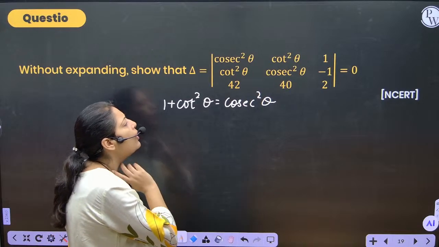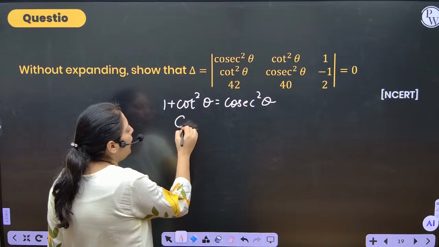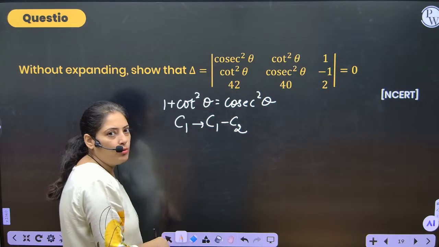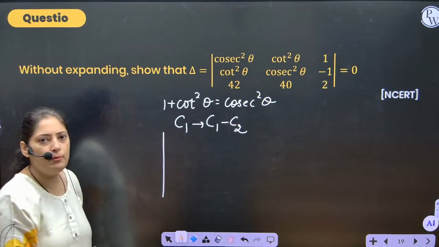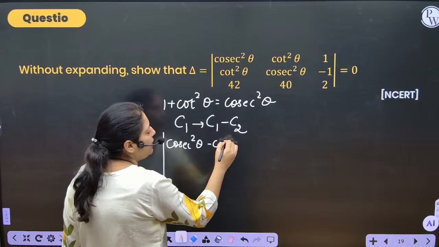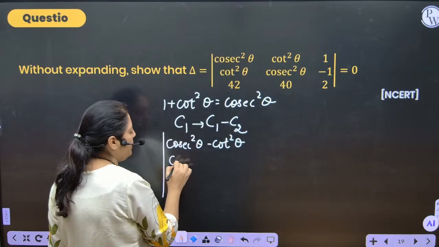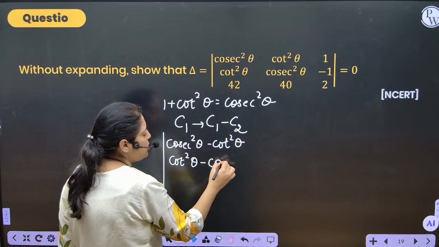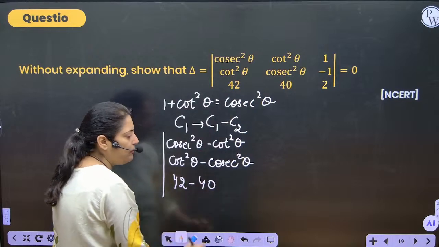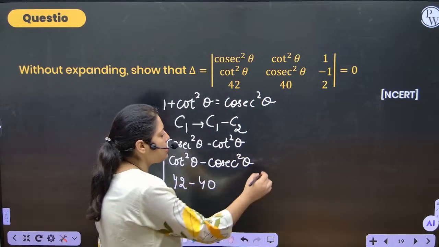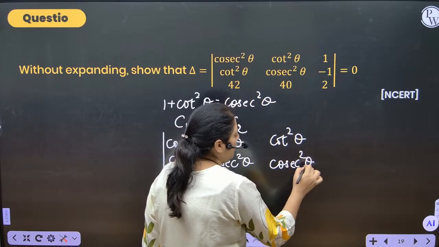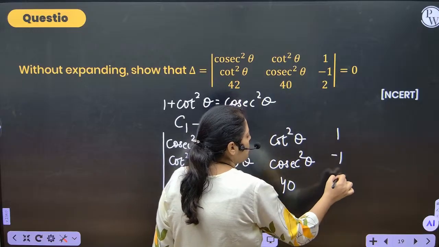Okay. What I can do is, from column 1, I can subtract column 2. If I subtract column 2 from column 1, what will it become? Cosecant square theta minus cot square theta. This will become cot square theta minus cosecant square theta. And this will become 42 minus 40. Okay, all the elements will be subtracted. Other elements will remain the same: cot square theta, cosecant square theta and 40, 1 minus 1 and 2.